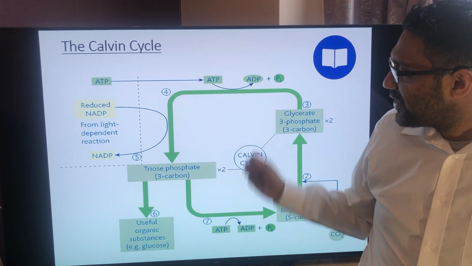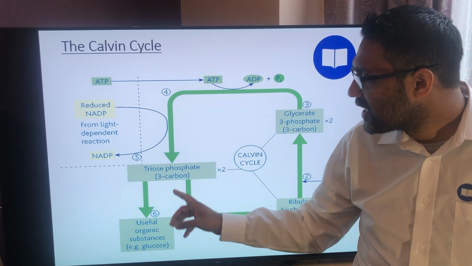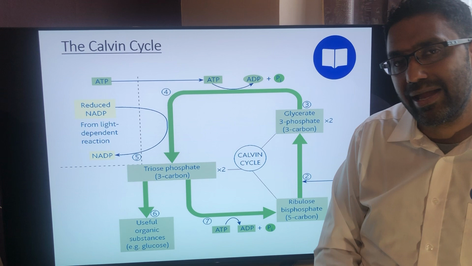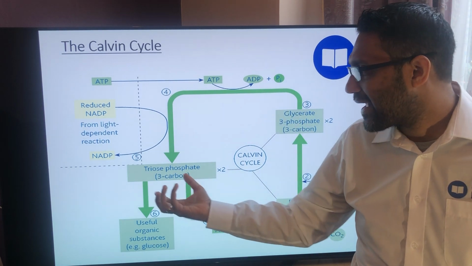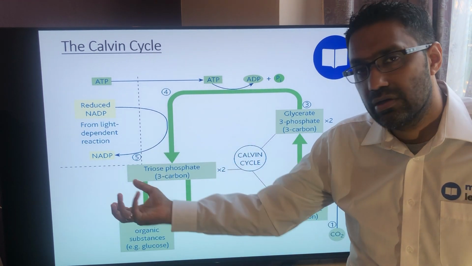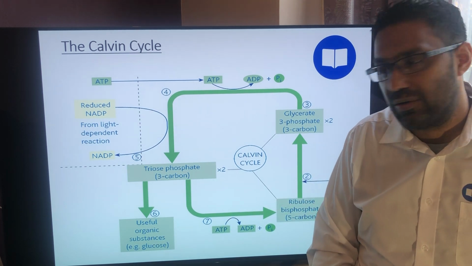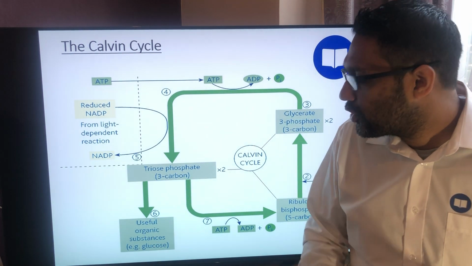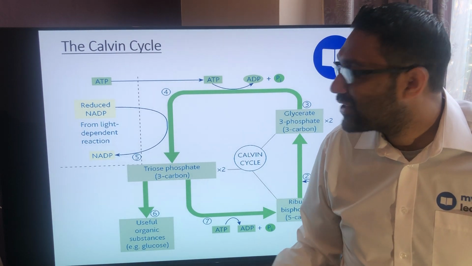If I do 3 turns, with 3 carbons, I can make one of these extra, a TP. It's these TPs, these triose phosphates, that I'm trying to make. So 3 turns, I get a spare triose phosphate made. Another 3 turns, I get another triose phosphate made. That's where these useful organic substances come about, like your glucose. So you can make your useful sugars like glucose, and that is the Calvin cycle.